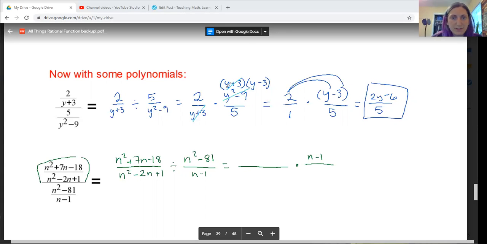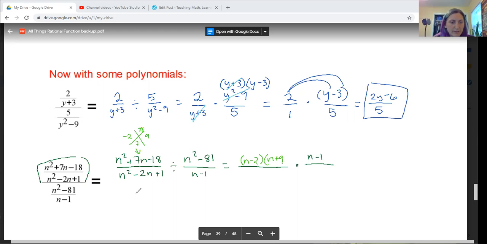Let's think about this for a second. Do our little X Games thing. We have a negative 18 and we've got a positive 7. Let's see. 2 and 9. All right, so 2 and 9, and then it's a positive 7, so the 2 is the negative one. All right, so this expression factored is going to be n minus 2 and then n plus 9.